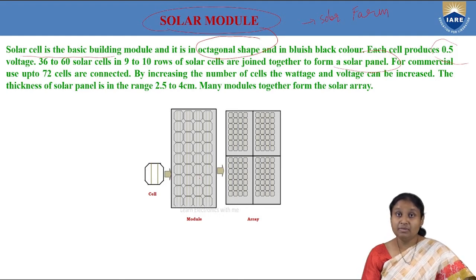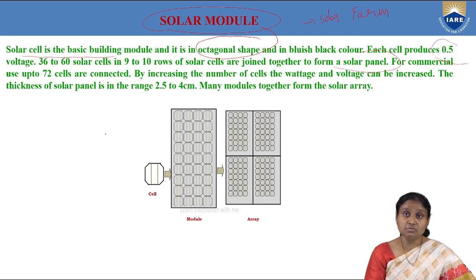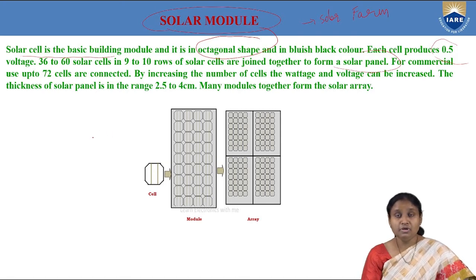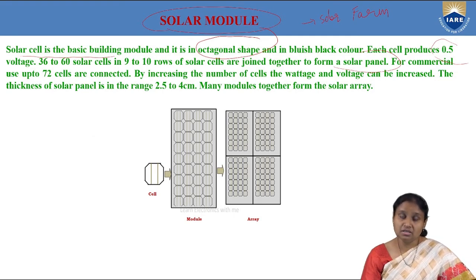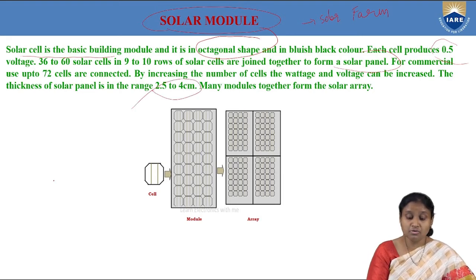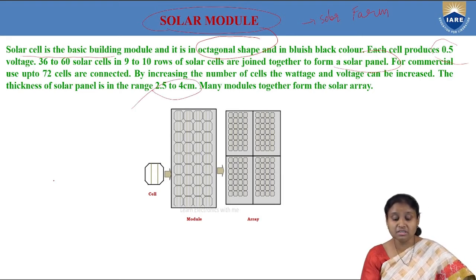And for commercial use, if you want to draw more current, we can go up to 72 cells also. And what we are going to observe is when we keep on increasing our number of cells, our voltage can be increased. And when we talk about thickness of the solar panel, it is going to be around 2.5 to 4 centimeters. And all such solar panels together form a solar array.